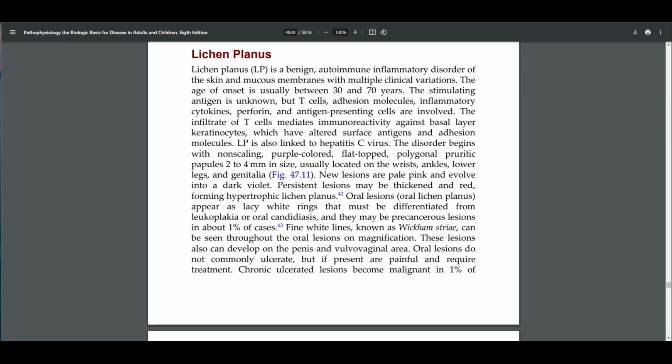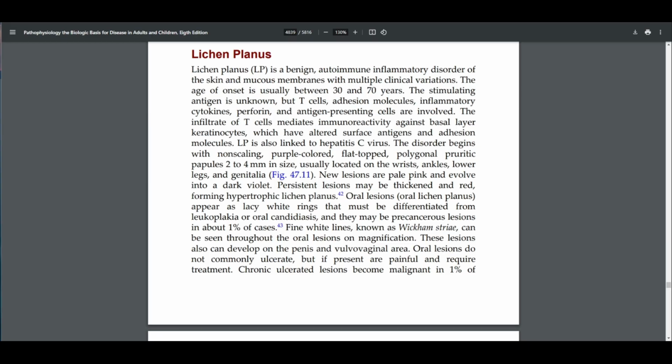Lichen planus, or LP. Lichen planus is a benign autoimmune inflammatory disorder of the skin and mucous membranes with multiple clinical variations. The age of onset is usually between 30 and 70 years. The stimulating antigen is unknown, but T cells, adhesion molecules, inflammatory cytokines, perforin, and antigen-presenting cells are involved.